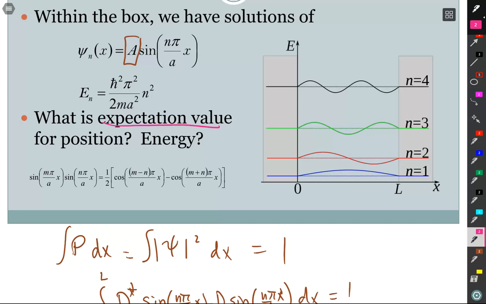Now, if it's in n equals 2, when I square that, I'm going to have something that has 2 humps. So I have 2 locations where it's equally probable, most probable. Because it's still symmetric about the center, my average position is still going to be the center. So you can tell by looking at it, if you square it, without doing calculus, I know that if I square this function, its average position is at the center.